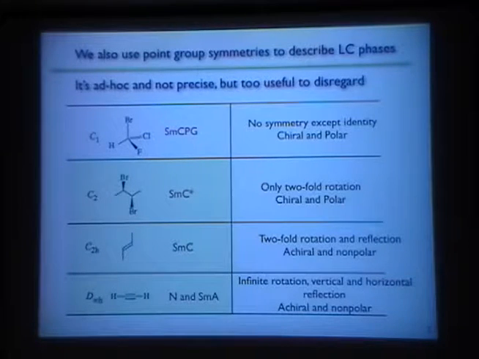So the Smectic C has C2h, which means there's a twofold rotation about an axis perpendicular to the screen, and then a mirror plane in the plane of the screen. So if I take this trans-2-butene and flip it 180 degrees and reflect, I end up exactly where I started. And over here, you have a C2, but no reflection. So this molecule is chiral, this one's achiral.